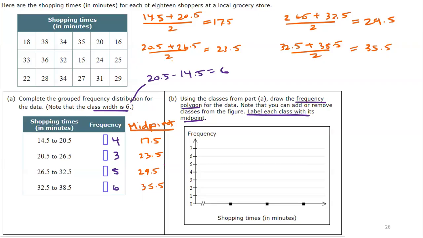All right. So anyway, let's look at this frequency table or this graph here. On the y-axis, the vertical axis here, you have your frequency, the number of times it occurs. And then on your x-axis, the horizontal axis, you have the shopping times in minutes. So notice that you don't have enough points, right? We have 4 points here: 17.5, 23.5, 29.5, and 35.5, but you don't have enough points. So that's why it says you can add or remove classes from the figure.